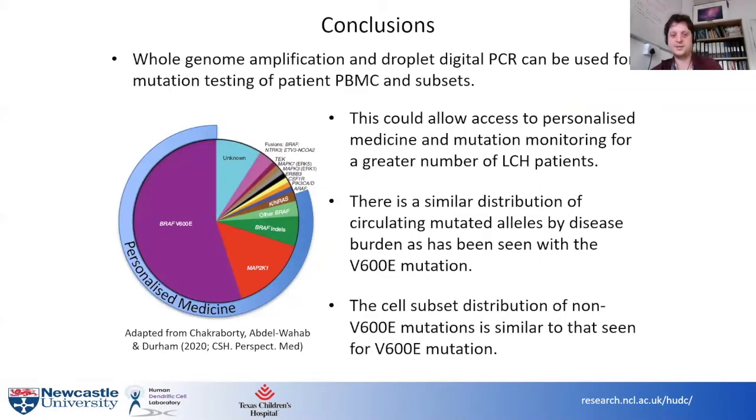So to conclude this work, we can see that the whole genome amplification and droplet digital PCR can be used for mutation testing in patients' PBMC and subsets. So we could use this to develop personalized medicine and mutation monitoring for a much greater number of LCH patients. There's a similar distribution of circulating mutated alleles according to the disease burden as has previously been seen in V600E. And the cell subsets circulating in the PBMC which carried the non-V600E mutations were similar to that seen for the V600E mutation. Last slide, please.